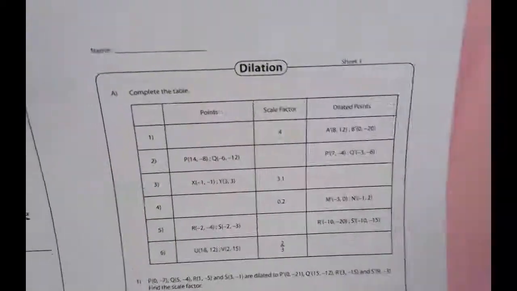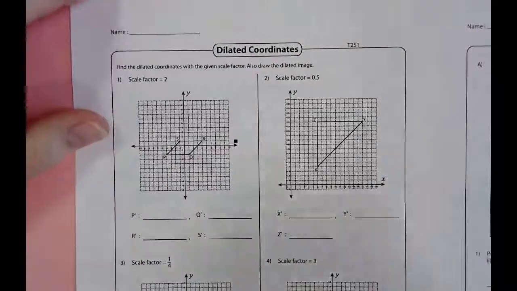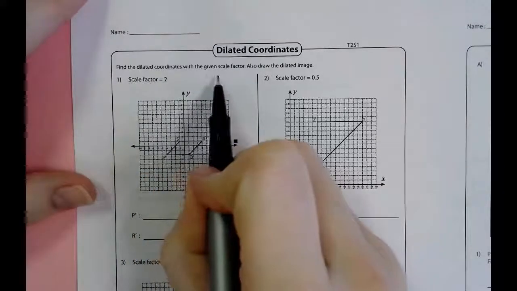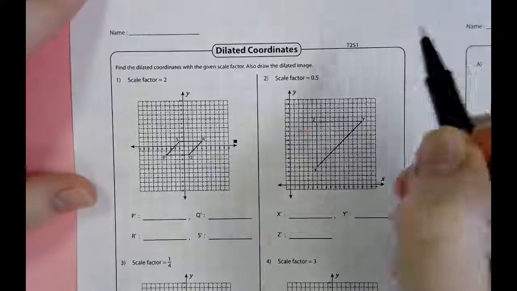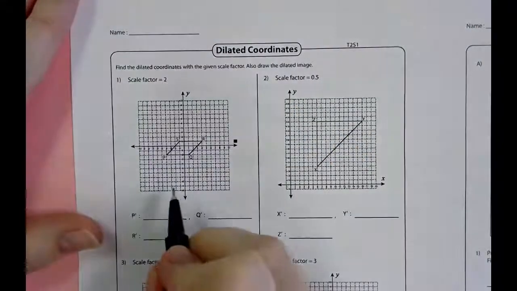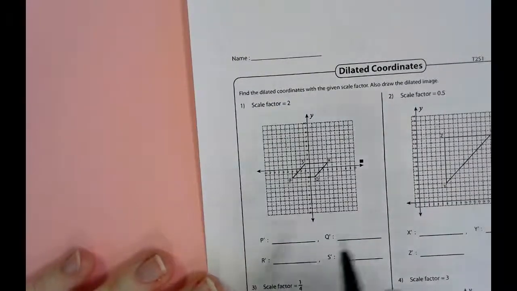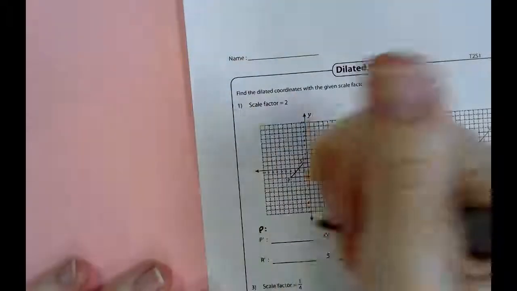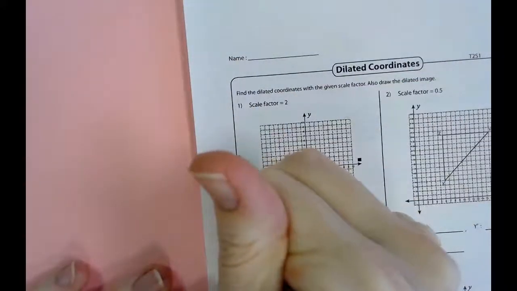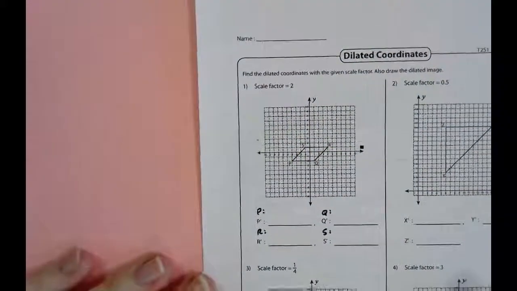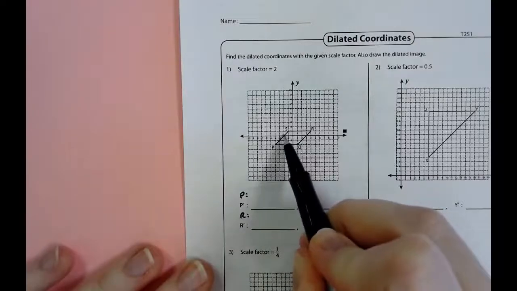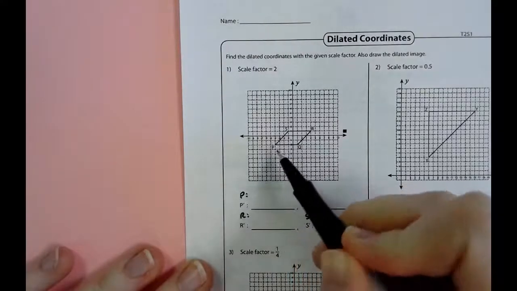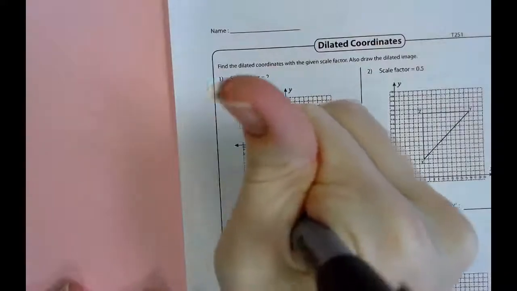Moving on to page 13, it says find the dilated coordinates with the given scale factor. Also draw the dilated image. So what you're going to do here is, off to the side, or you could even write it right above each one, you need to know what P is, Q is, R is, and S is before you can dilate them. So if I'm looking at P here, I'm going to go 1, 2, 3, 4 to the left and 2 down. So that's -4, -2.